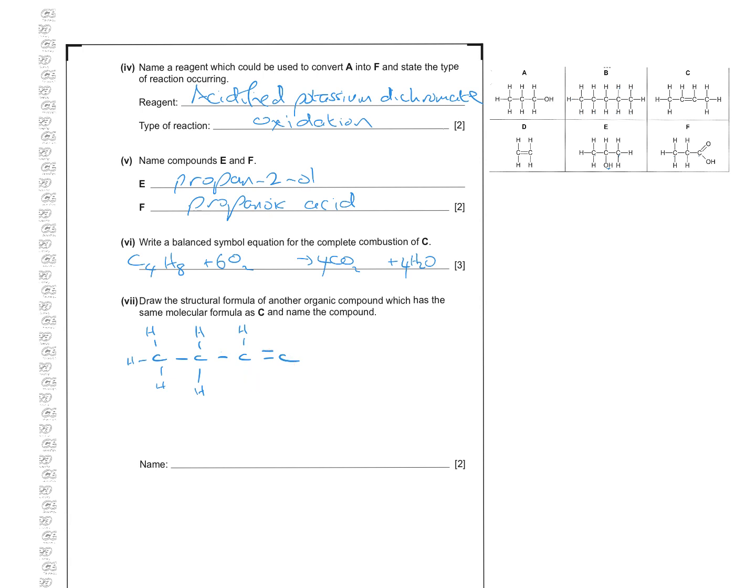This carbon has already got 2. It needs another 2 bonds to make sure it has 4 bonds altogether. So I'm going to put then the final 2 hydrogens there, and you can see that it has 1, 2, 3, 4, 5, 6, 7, 8 hydrogens and 4 carbons. So it has the same molecular formula as C. And the name of this is but-1-ene.